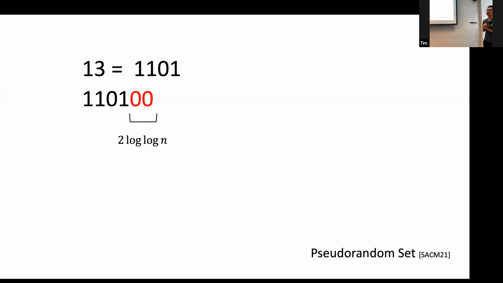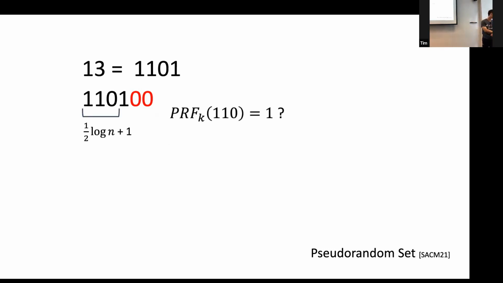So let's say the index we care about is 13. And we write it down as a binary representation. The first thing we're going to do is pad 2 log n zeros to the end of the binary representation. Don't worry too much about this padding. The second thing we're going to do is look at the prefix that has length larger than half log n. And we use a pseudo-random function to hash that prefix to a single bit. And we ask whether that single bit is 1 or 0.